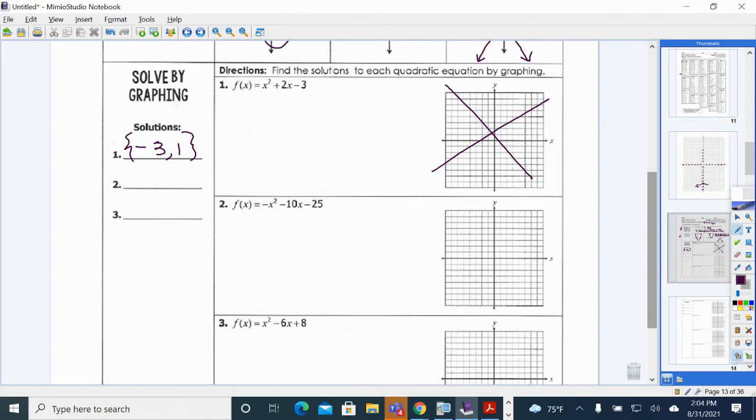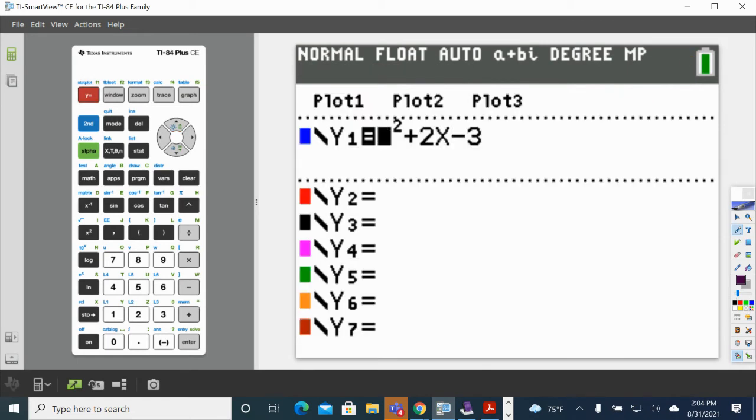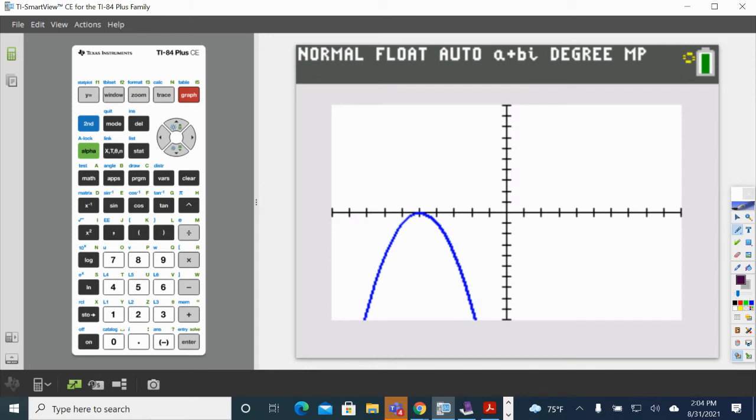Number 2, f of x is equal to -x squared minus 10x minus 25. Again, we're going to put that into y equal. I'm going to clear out the old one, enter -x squared minus 10x minus 25, and then hit graph. Now, this one hits one time. This one has just one solution.